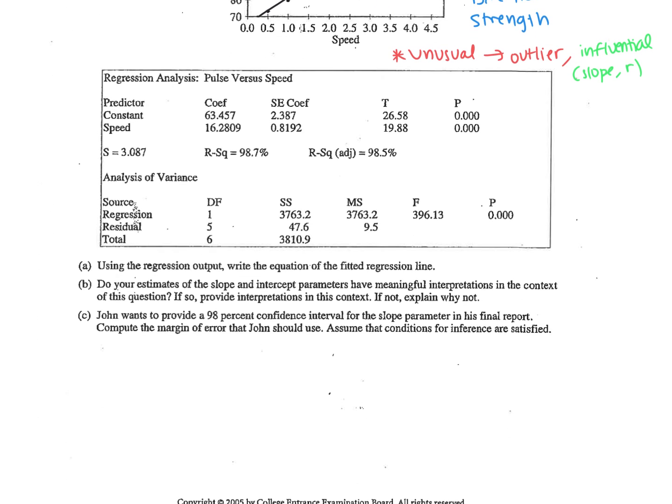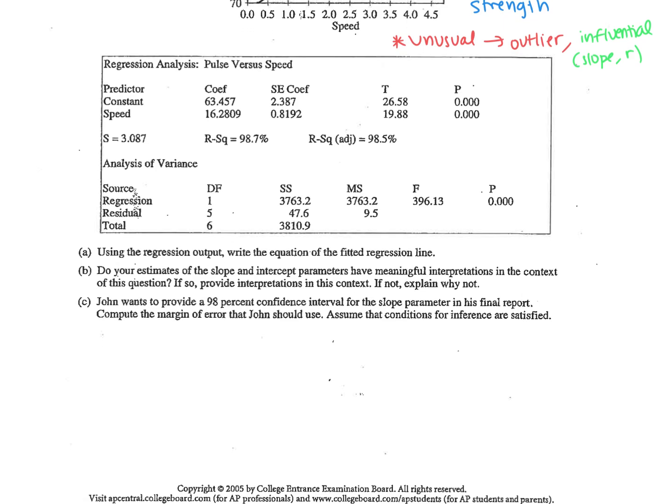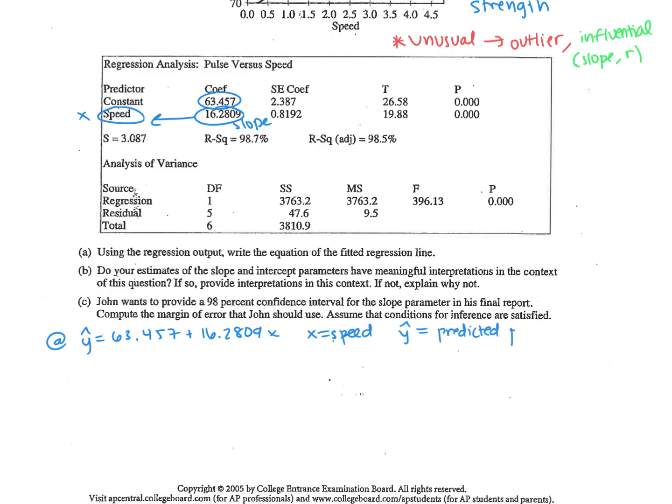Okay, so now we go to our output. Parts A and B, you already know. Part A, write the equation of the regression line. We got that. Speed is our x, so this is the coefficient on x, aka the slope. 63.457 is our y-intercept. So we have y hat is equal to 63.457 plus 16.2809x. And x is speed, and y hat is predicted pulse.